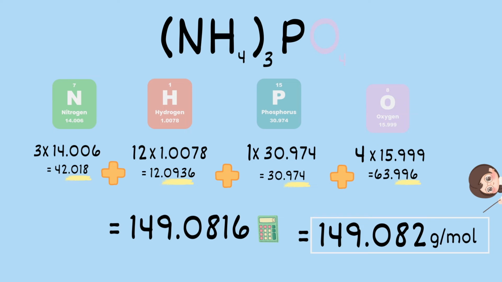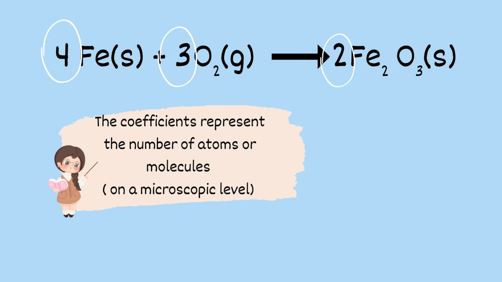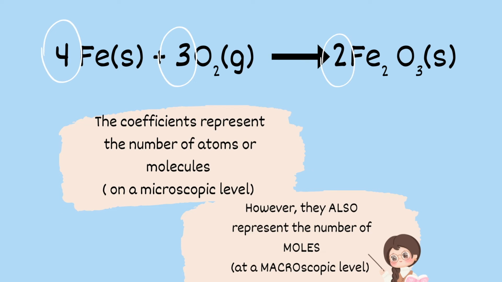Okay, there is one last thing I want to share with you. It's probably something you're familiar with, and it's a very easy thing to remember. So we have a chemical formula here, and do you remember what the coefficient represents? The coefficient represents the number of atoms or molecules on a microscopic level. However, it also represents the number of moles on a macroscopic level.